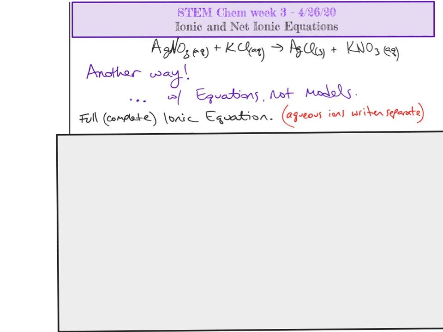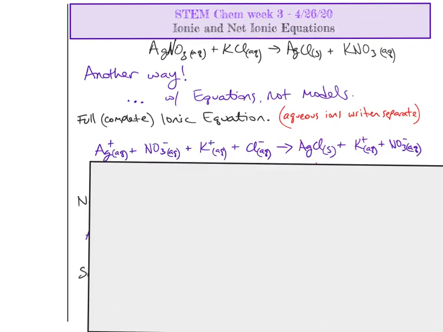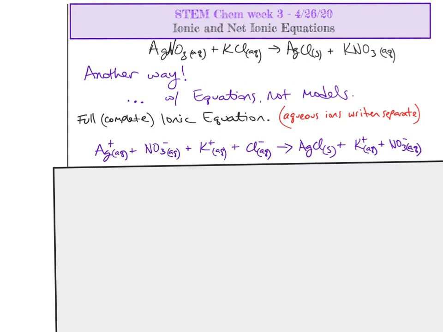So another way we can do this, besides those models, is with our chemical equations, using something called ionic and net ionic equations. The first one we want to look at is the full ionic equation. When I just say ionic equation, I mean full or complete, like the whole thing. Net ionic is something different, and we'll look at that in a second. So if we want to write a full ionic equation, we are basically just going to take all of those aqueous solutions and write out all those separate ions. So all we're doing is saying, if it is aqueous, let's not write them together. Let's write them as separate ions. This is your full ionic equation.